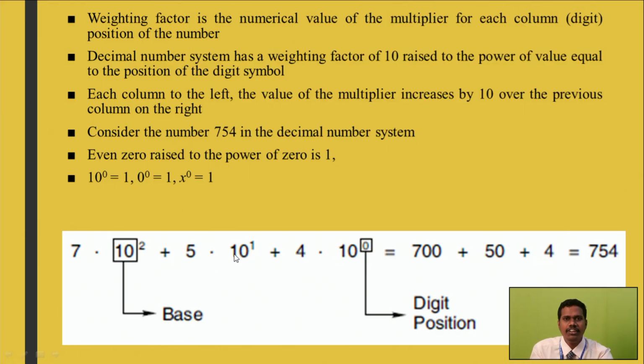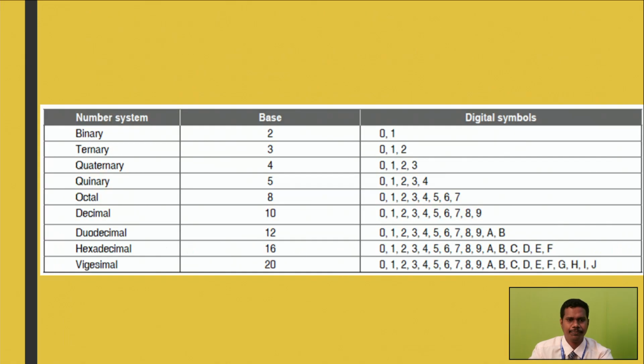Likewise 5 into 10 power 1. So 1 represents the position of that particular value 5. Here 4 represents the 0th position, and 5 is placed in the first position. So 5 into 10 power 1 gives a result of 50, and then 7 into 10 power 2. 10 power 2 means 10 into 10, that will be 100. So 7 into 100 means 700. Here we add 700 plus 50 plus 4, and the result will be 754. Likewise only decimal values get their actual weightage.